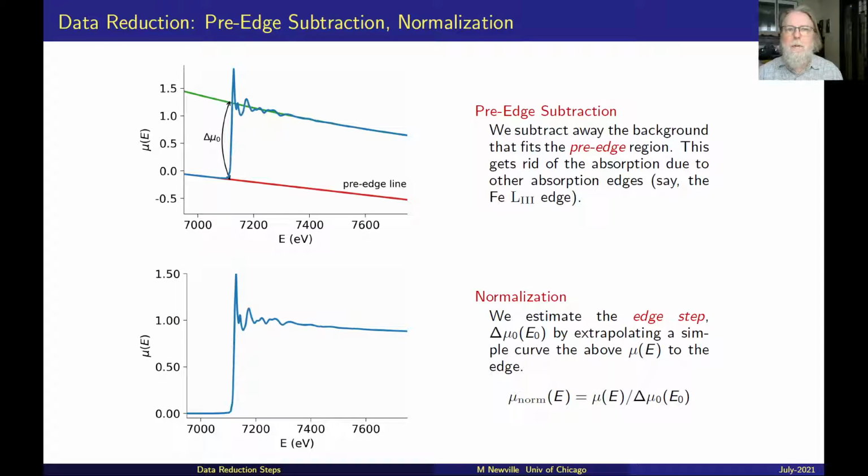So the data reduction from our measure of mu of E. Once we have mu of E measured in transmission or fluorescence, and we've already done some corrections on it, the first step is to get normalized data.